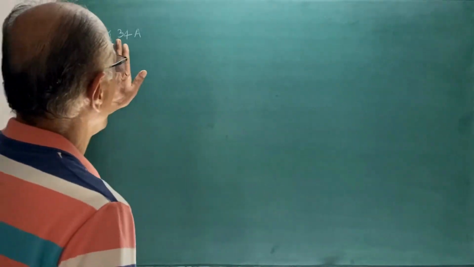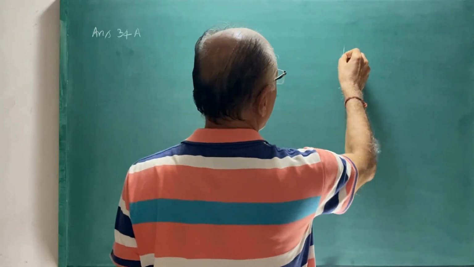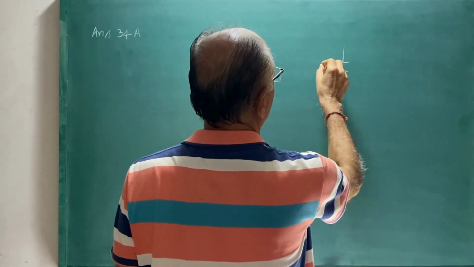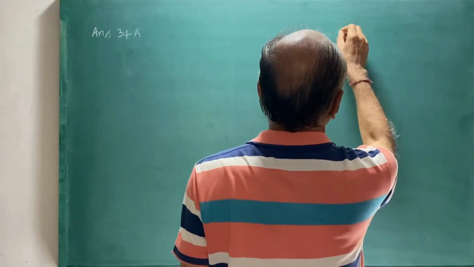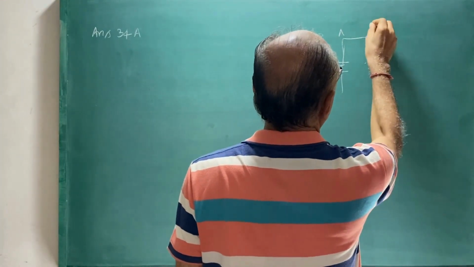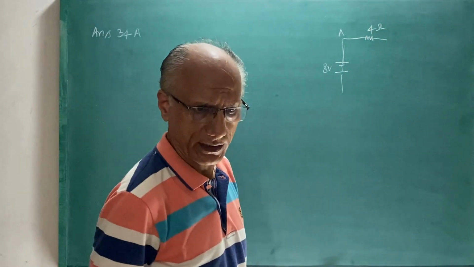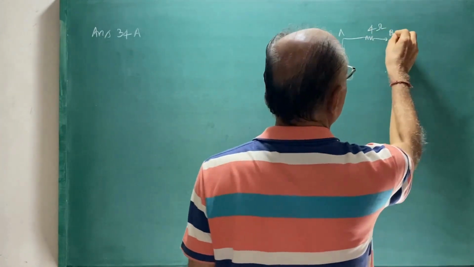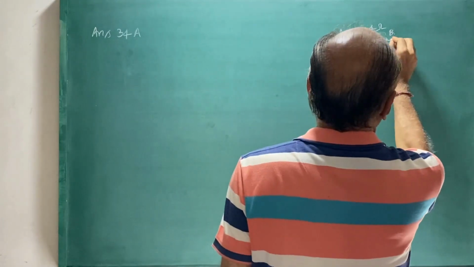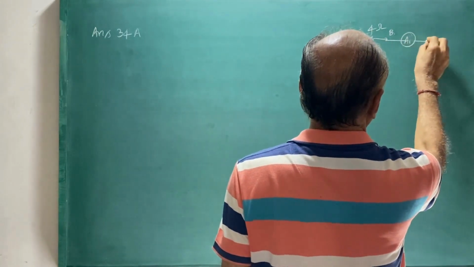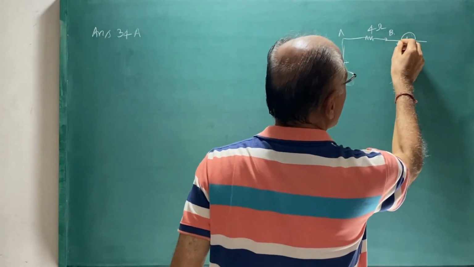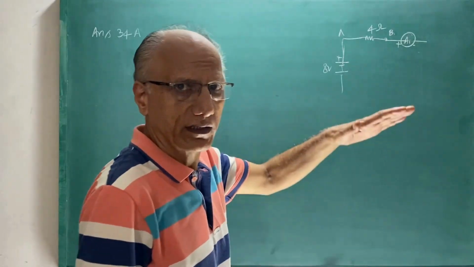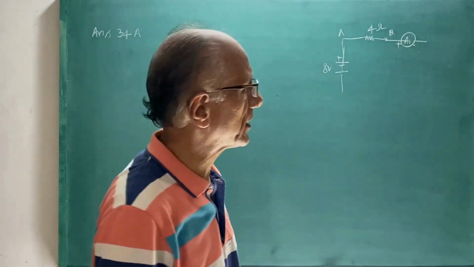Now, answer 34A. Here we have an 8 volt battery, and this is point A connected with a 4 ohm resistor, the point B, and through this an ammeter A1 is connected here. So this is the positive terminal of the battery, so here has to be positive, correct? Otherwise the deflection will be in the reverse direction, and so it cannot be obtained.